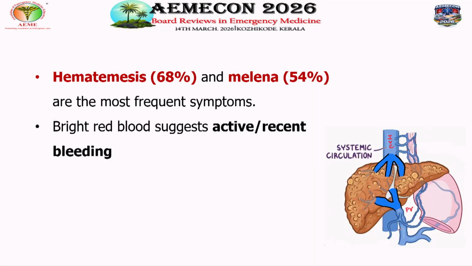So 68% of the times these patients will be presenting with hematemesis and 54% of the times with melena. And if the patient is having bright red blood, that suggests that patient is having recent or active bleed. Right. So this patient has presented to you with coffee ground color. Why is it coffee ground color? Dr. Mahadev, why is it coffee ground? So exposure to gastric acid is the thing, right?